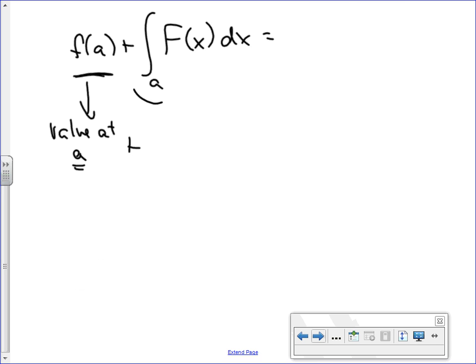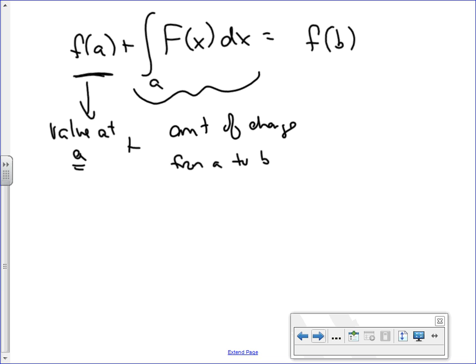And then what is this? What did we just say it was? The amount of change. So this is where you started, and then this is the amount of change, how much you change when you start at a and you go to b. If I tell you where you start, and then I tell you how much you change, what is that going to give you? This is going to tell you where you are at b. This is the value at b.